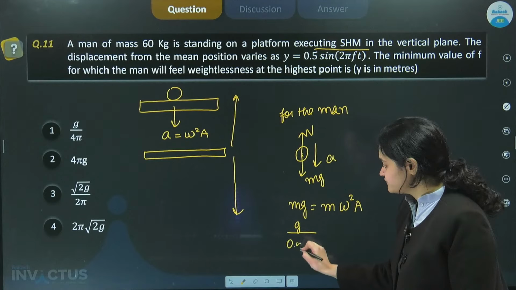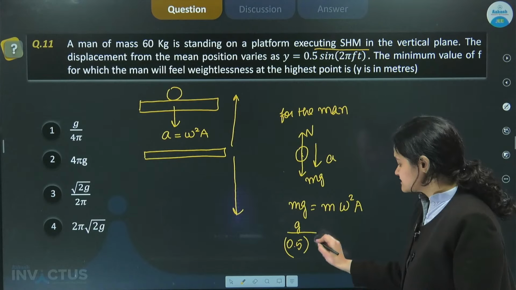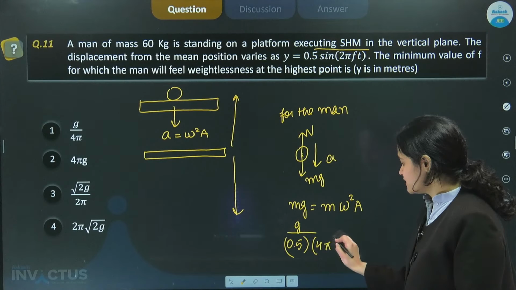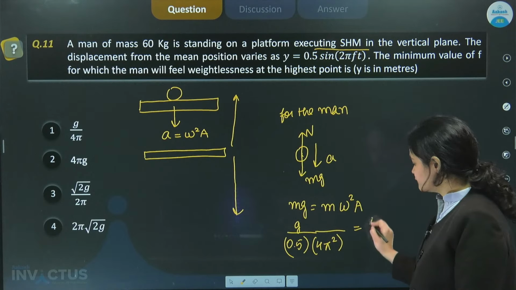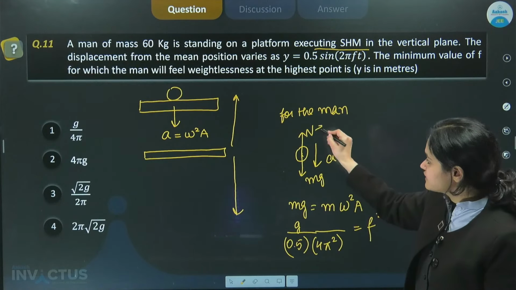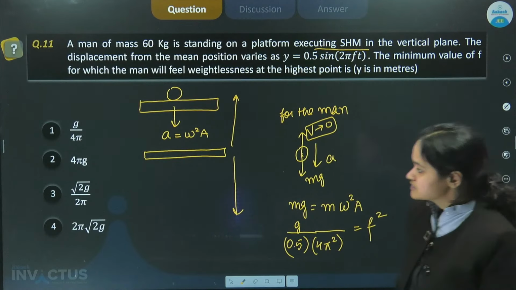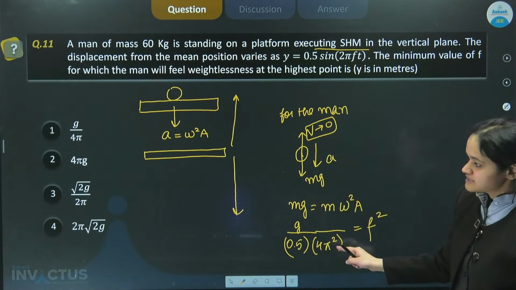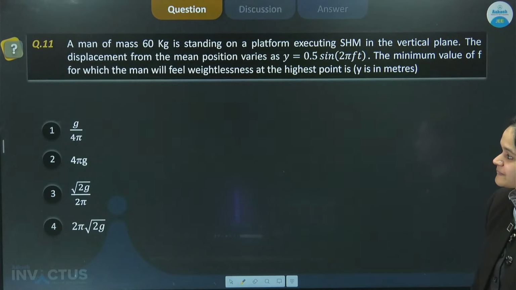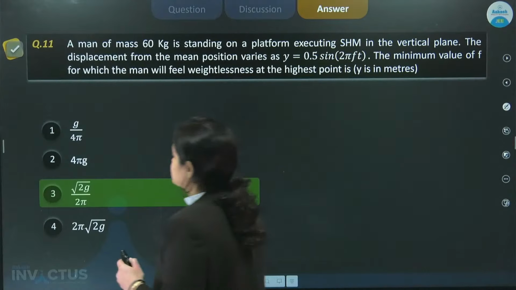So that means we can write this as g by a. A is given as 0.5, and omega square, m is getting cancelled. So this is turning out to be 4 pi square, which is equal to frequency square. We can find out the value because normal reaction is equal to 0 at the highest point. So the answer seems to be option 3. The answer to this question is option number 3.